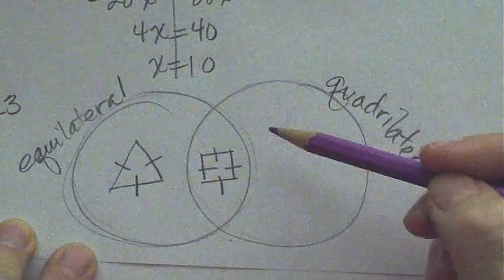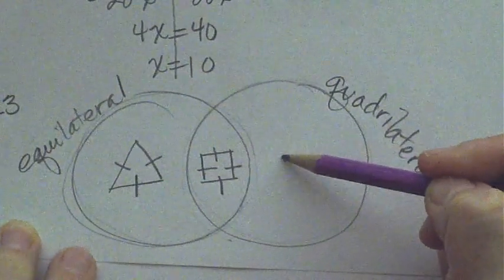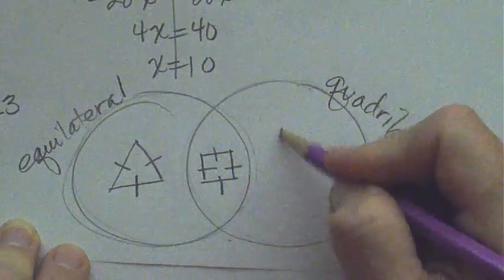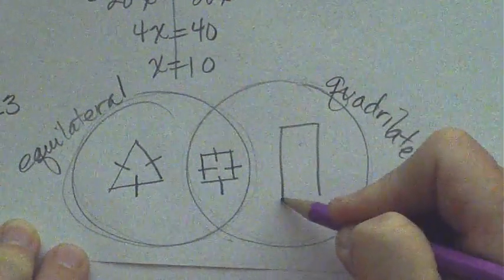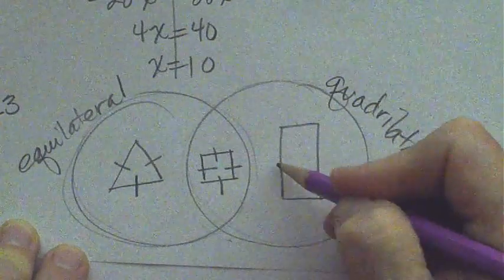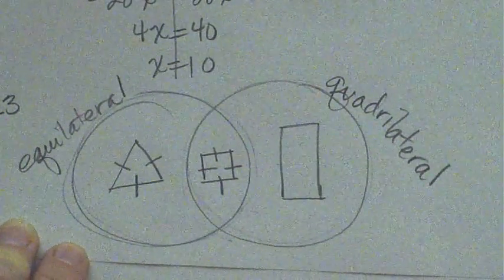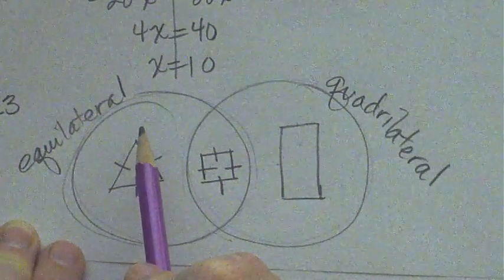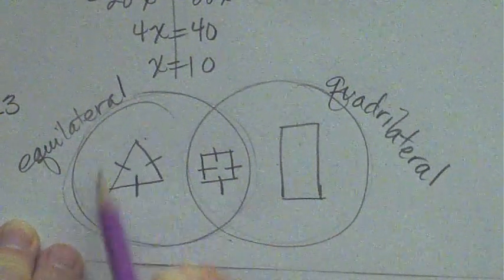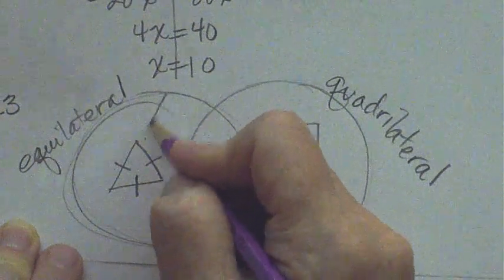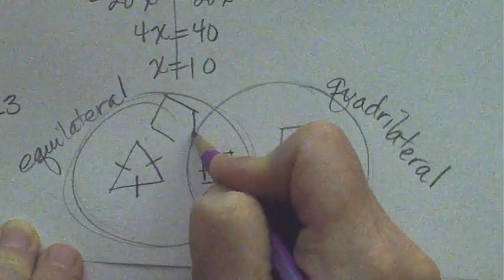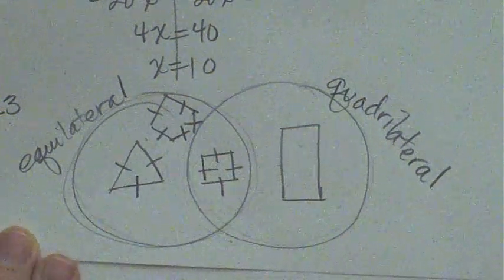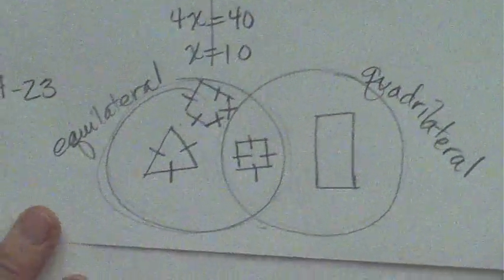So we're just going to put another quadrilateral that is not equilateral here in this area. So a rectangle would work. Rectangle has opposite sides equal, but it's not equilateral. And then I'm just going to put another equilateral polygon in this section right here. So I'm going to put maybe an equilateral pentagon. Do you remember that? That was from, I think, the very first day of school.